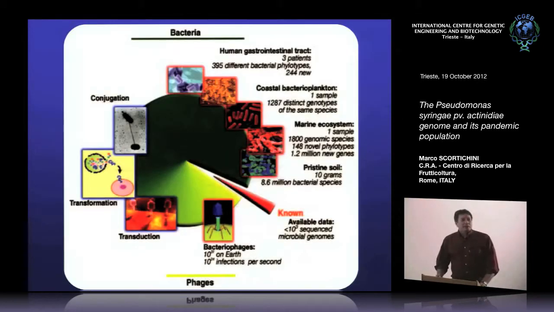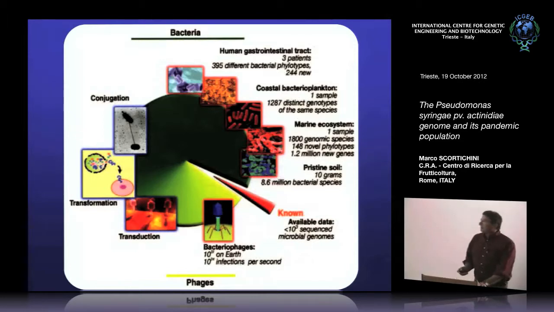Something about genome sequencing, as an introductory concept about the bacterial world, just to say how this microorganism can colonize different areas of the world. This is a picture showing how many different phylotypes you can obtain just by sequencing, in this case, the human gastrointestinal tract. You see roughly 400 different bacterial phylotypes.